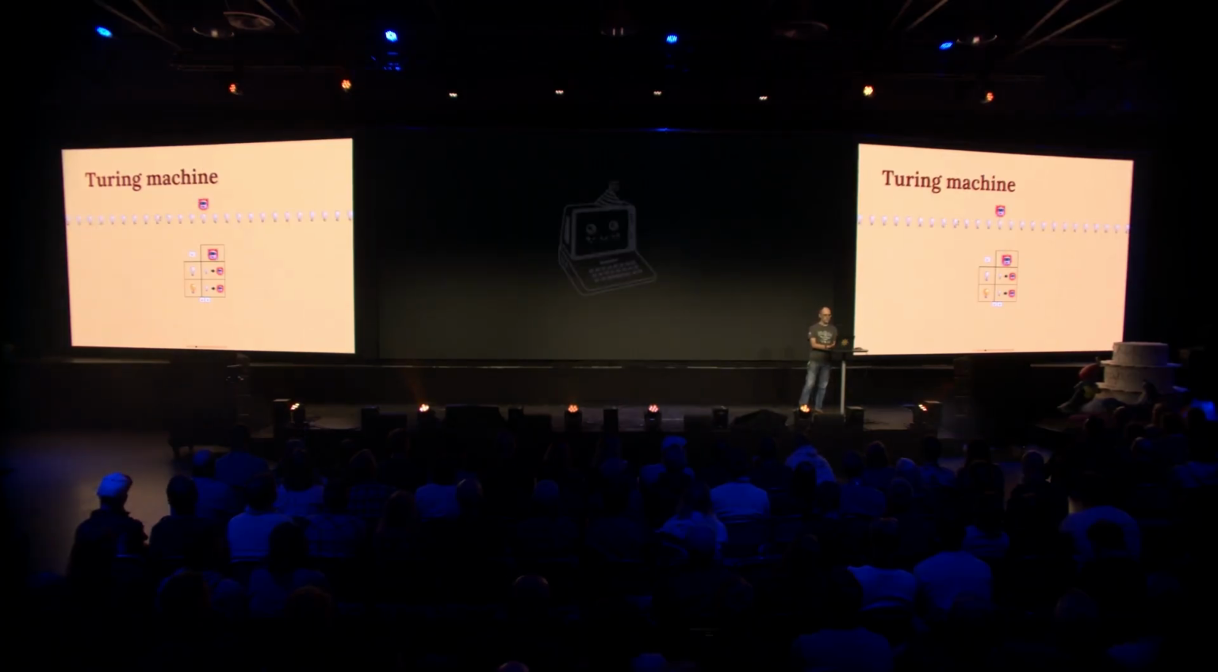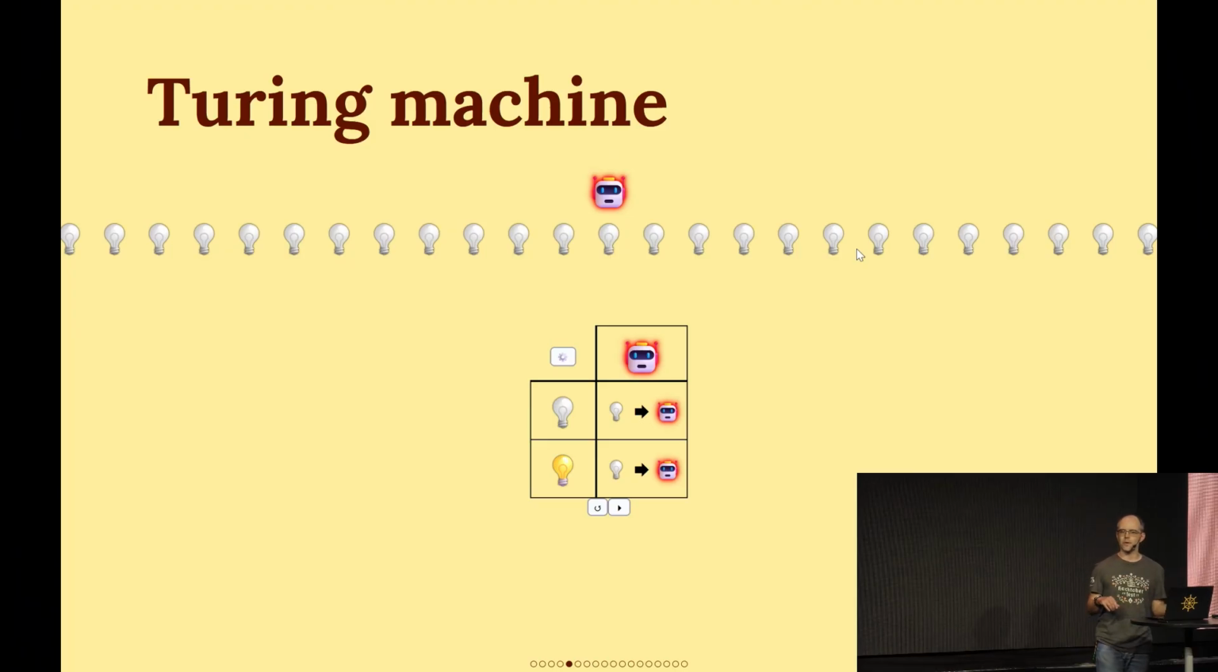And this machine has a list of light bulbs. This is called the tape. This is the memory of the machine. And this list is full of light bulbs, and they're all turned off. So we can run this machine, but this machine wouldn't work without a set of instructions. And the table below the machine, these are those instructions.